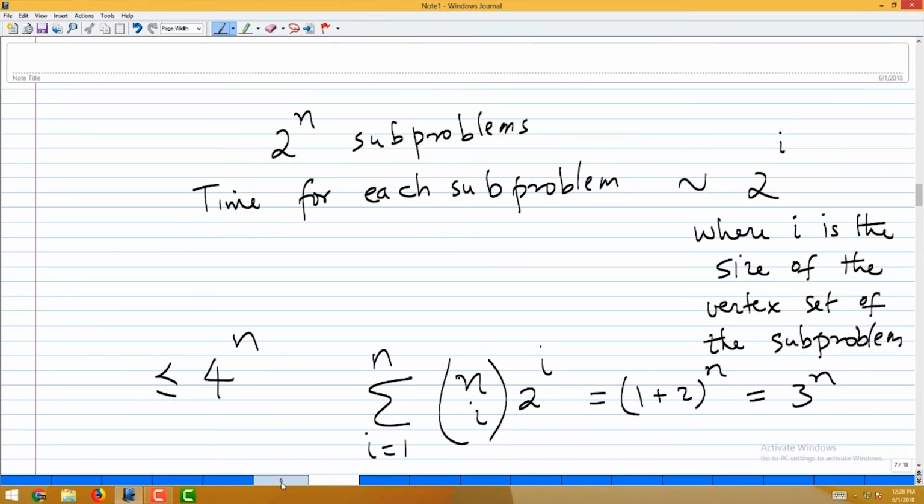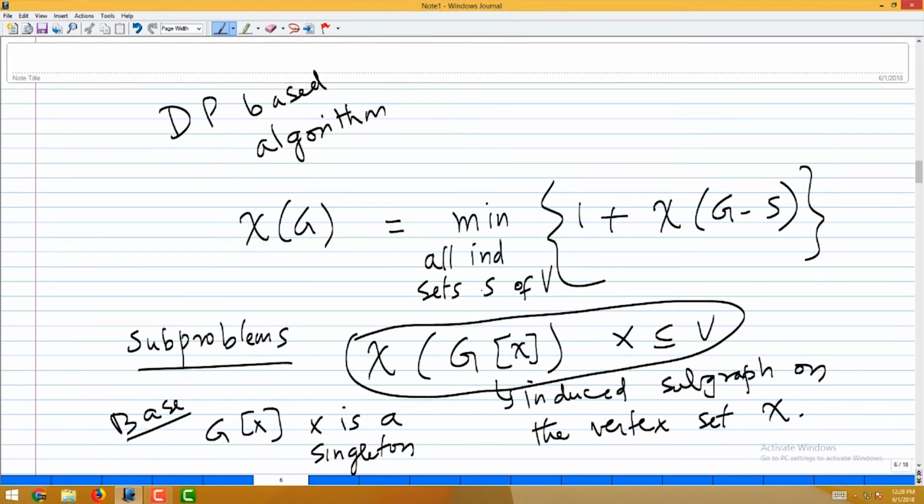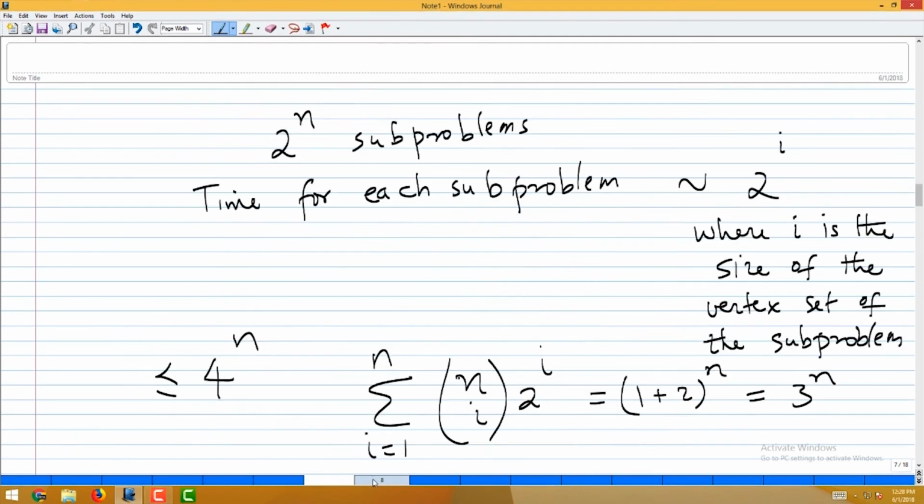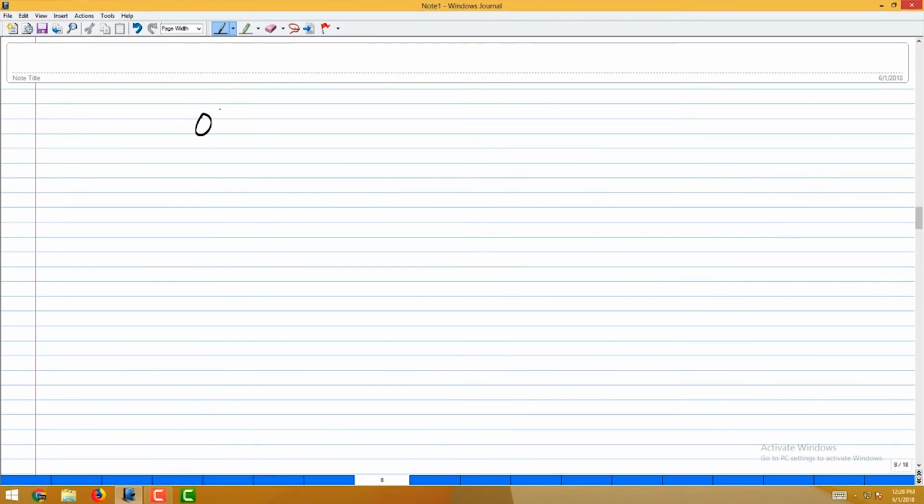How? Because if you come back here, I am not really running over... Okay, so here is one little observation I need to make. At least one color class is a maximal independent set.